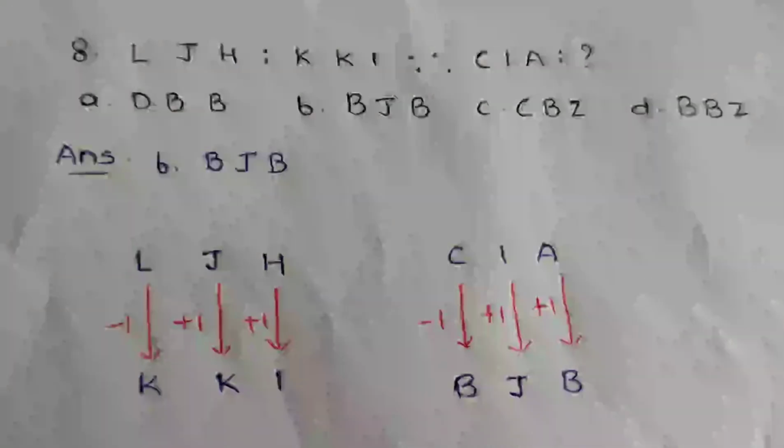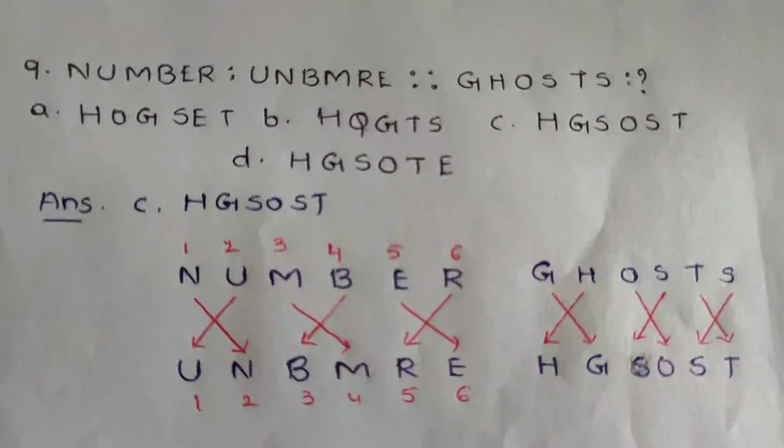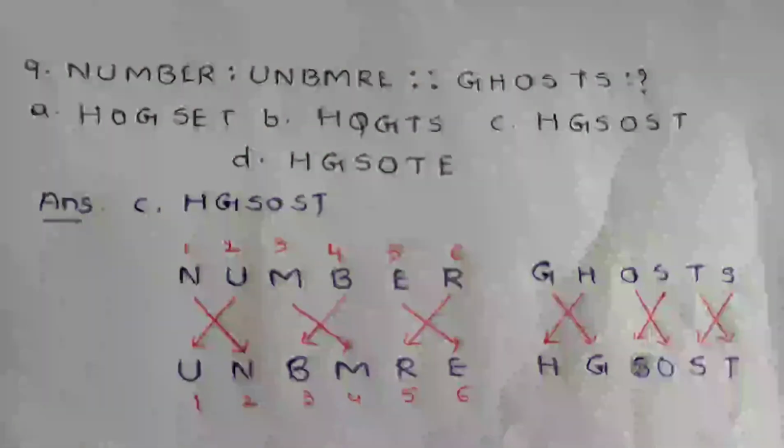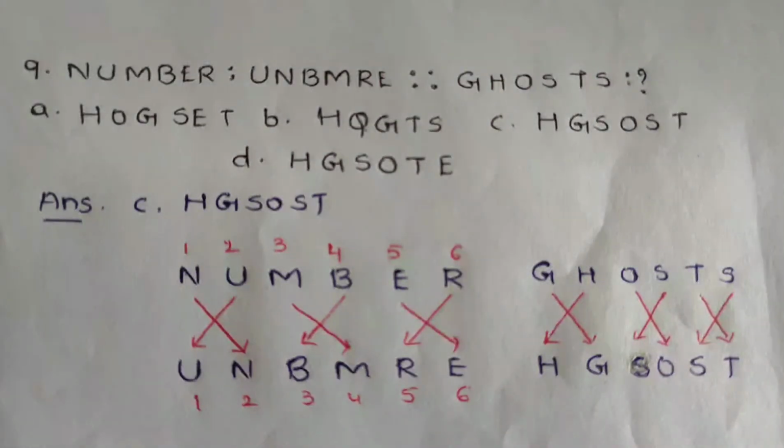Now the ninth question is NUMBER is to UNBMRE. Similarly, GHOSTS is to question mark. So the options are HOGSET, HQGTS, HGSOST, HGSOTE. So here first let us find out the relation between the first set.